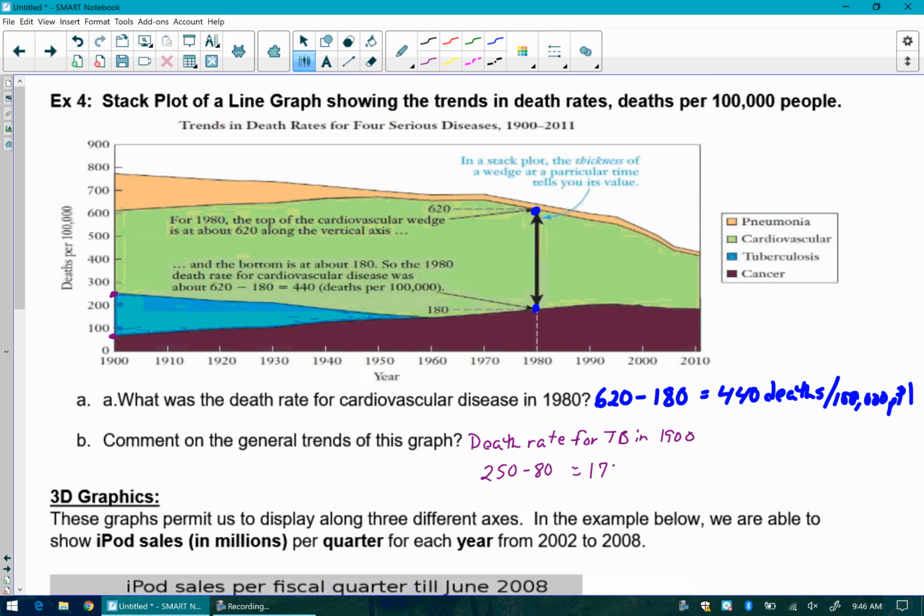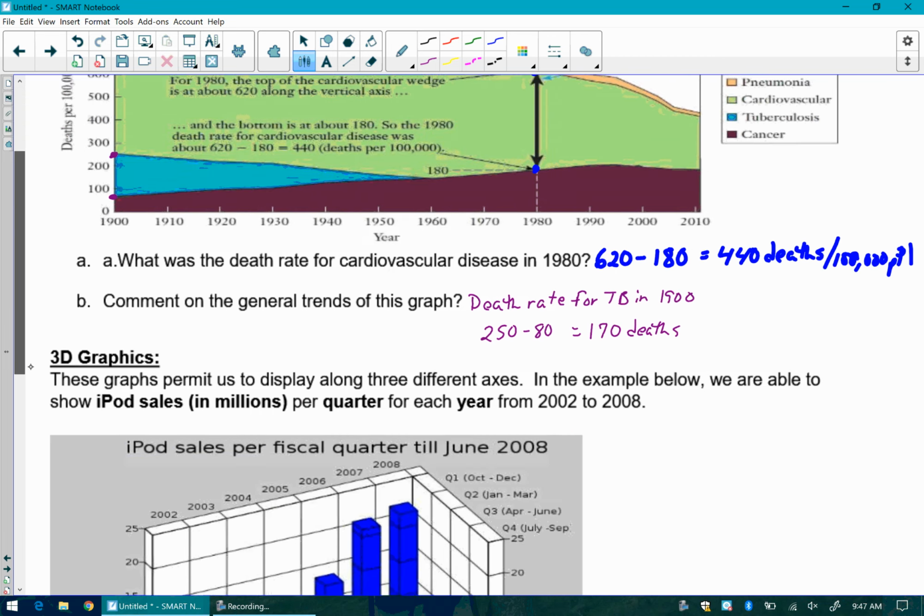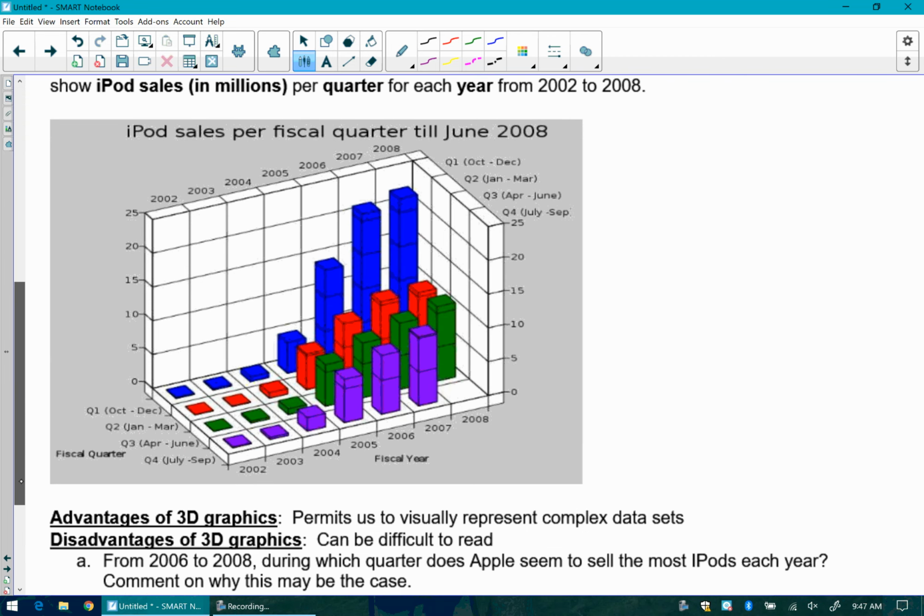So I was looking at 170 deaths per 100,000 people in 1900 for TB, for example. Okay, so just always be sure, as I said, that's the most common mistake for these stack plots, is not to reach the top and the bottom of the graph. Okay. Just below that are 3D graphics, and these are usually fairly straightforward.